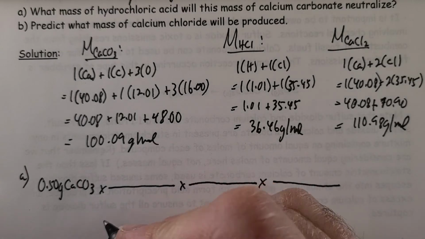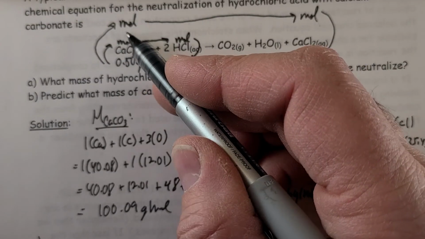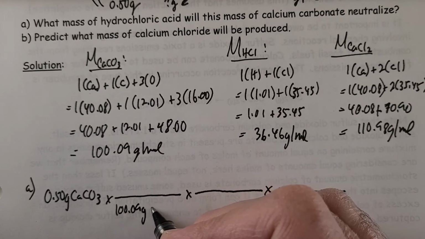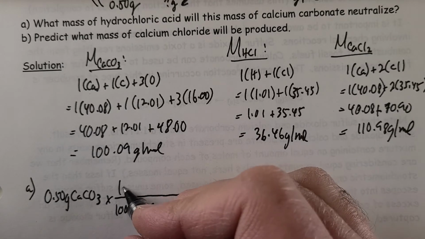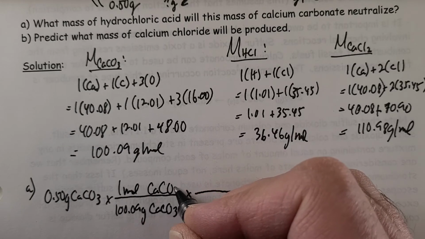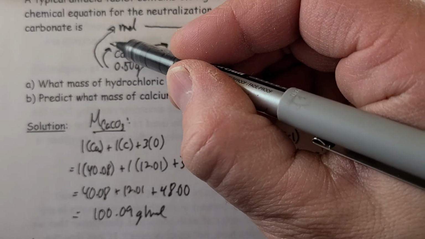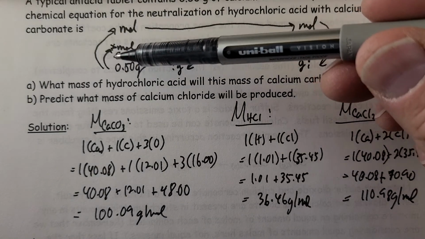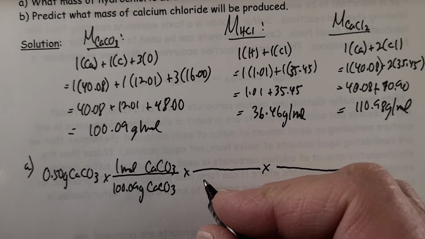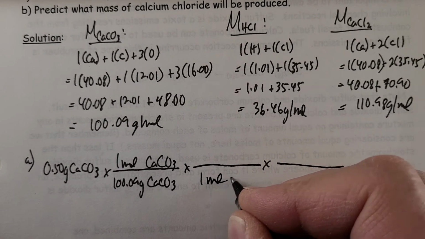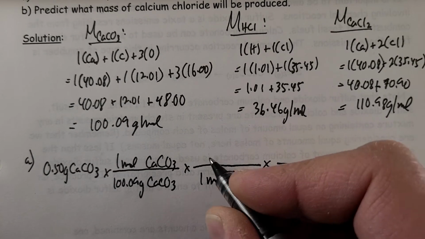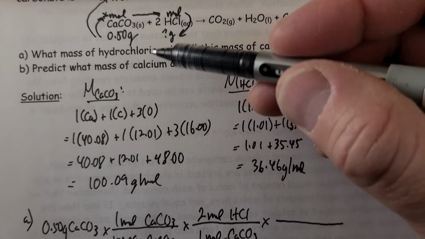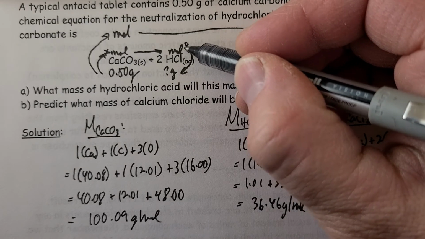Okay, hopefully you had a chance to do that. So going from grams to mole, first of all, 100.09 grams of calcium carbonate is 1 mole of calcium carbonate. So I am right here. Then of course the next step, going from 1 mole to 2 moles. 1 mole of calcium carbonate to 2 moles of HCl. So now I'm over here.